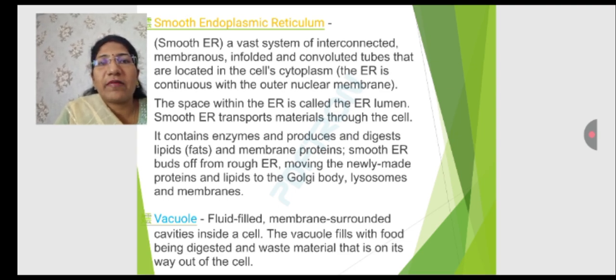Then another one, vacuole. A vacuole is a fluid-filled, membrane-surrounded cavity inside the cell. The vacuoles fill with food which is being digested and waste material that is on its way out of the cell.